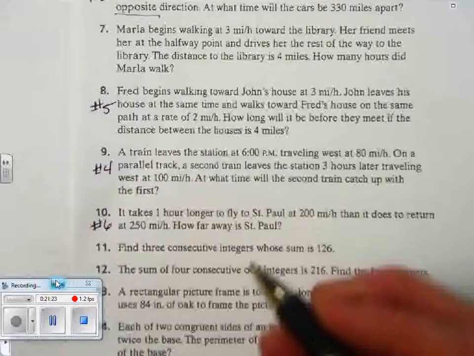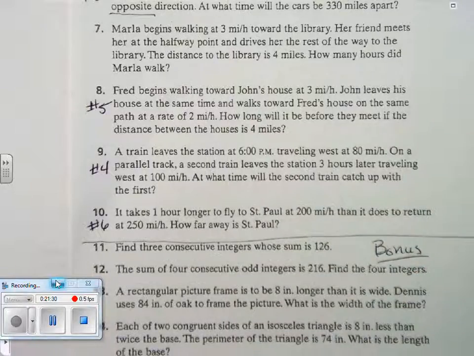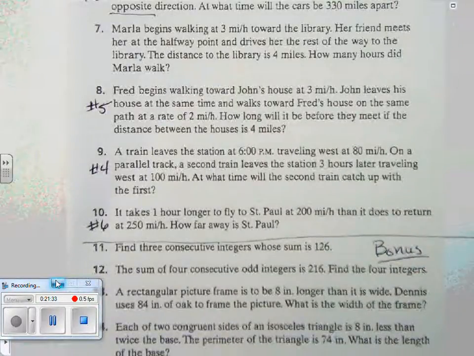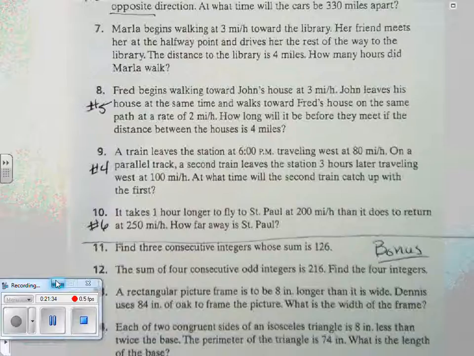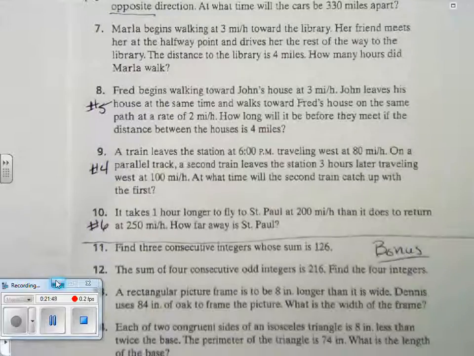Numbers 11 to 14 are going to be bonus if you decide to do them. So you can build tables to make all of these work. Number 7 is really the only one that might give you a little grief. So that's your assignment. You've got some time in class. Maybe you want to just try to set some up.